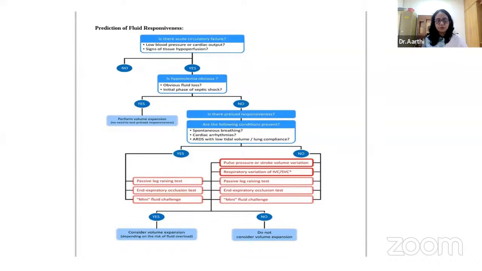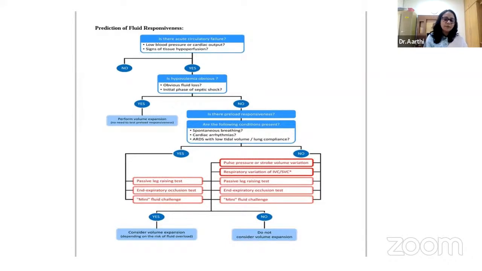We need to assess whether the patient is spontaneously breathing, whether the patient has any cardiac arrhythmias, or whether we are using low tidal volume ventilation. If not, then we can assess the pulse pressure or stroke volume variation using arterial monitors like FloTrac, and respiratory variations of the IVC and SVC can be assessed using echo. Other parameters like passive leg raise, expiratory occlusion test and mini fluid challenges can also be utilized in those scenarios.